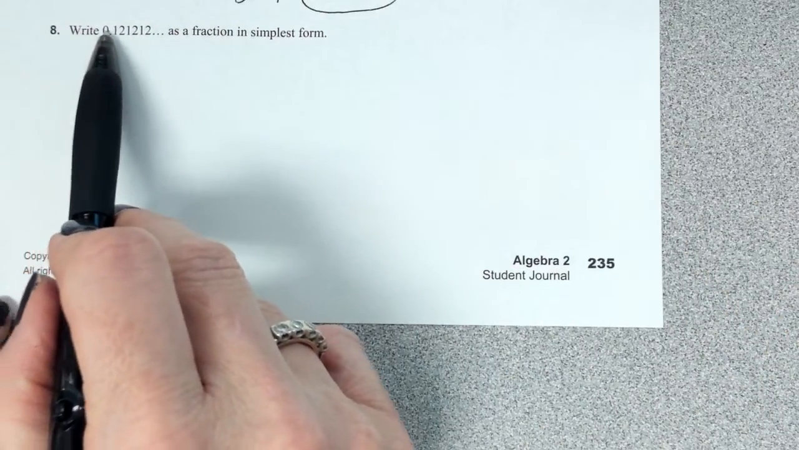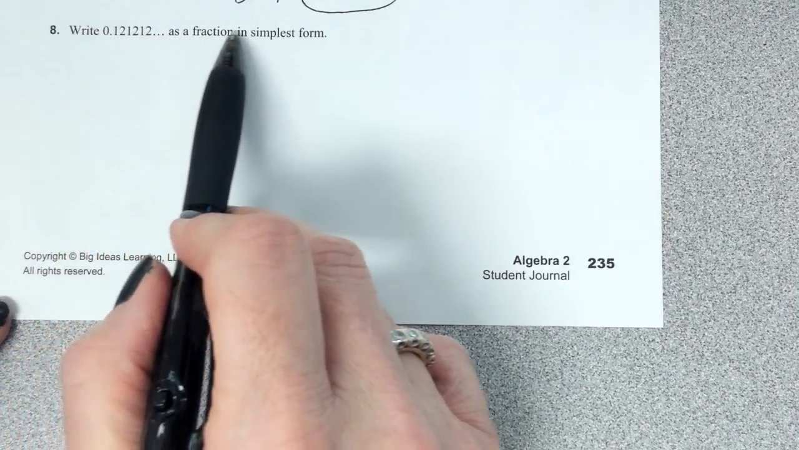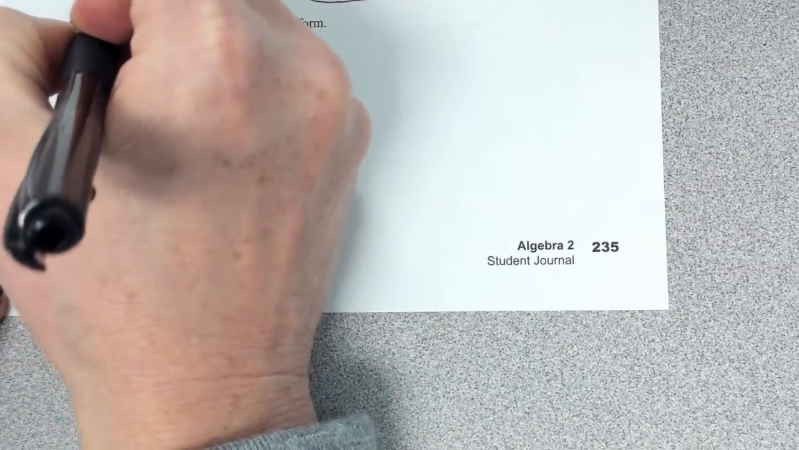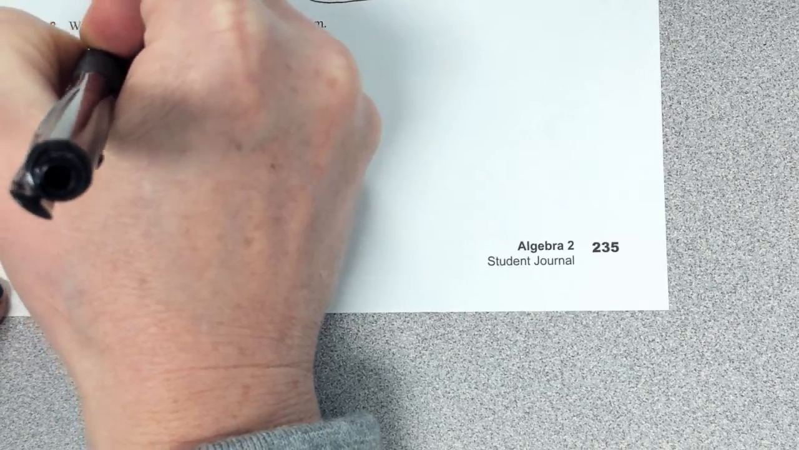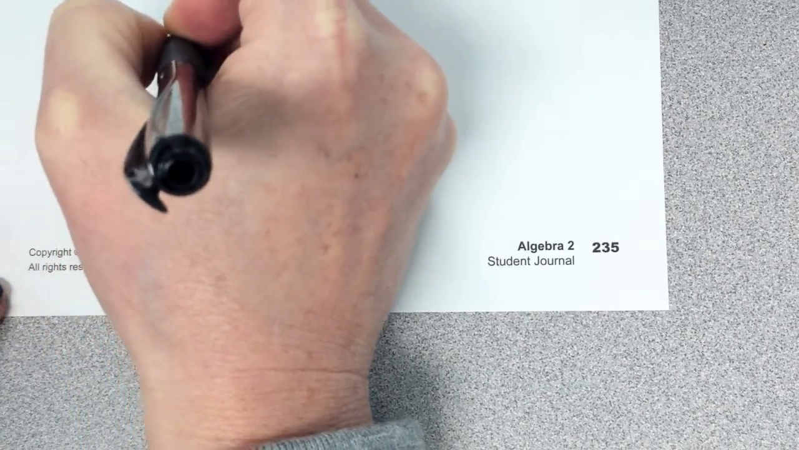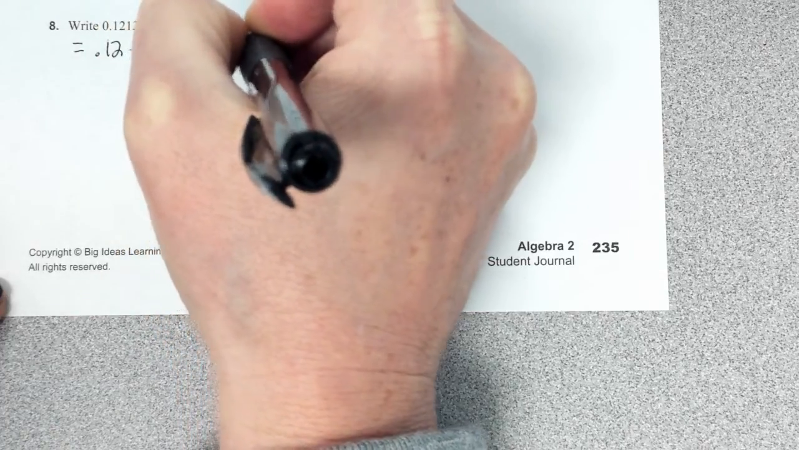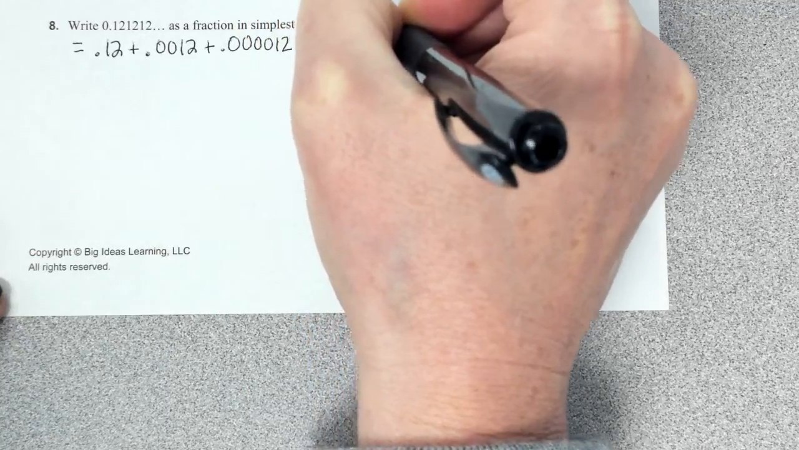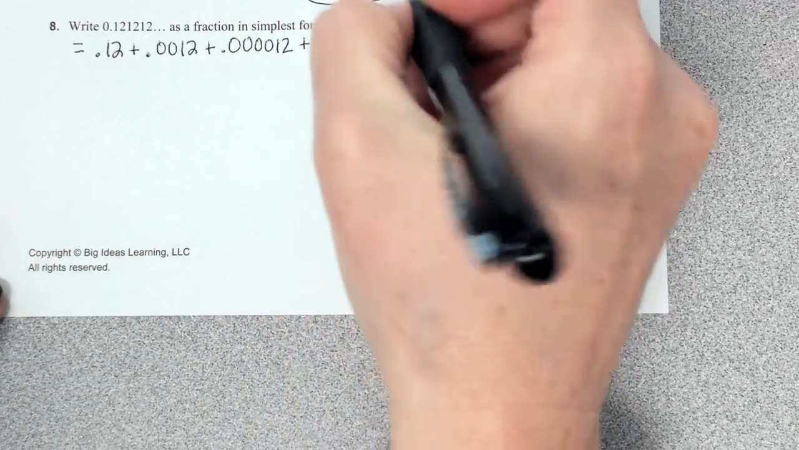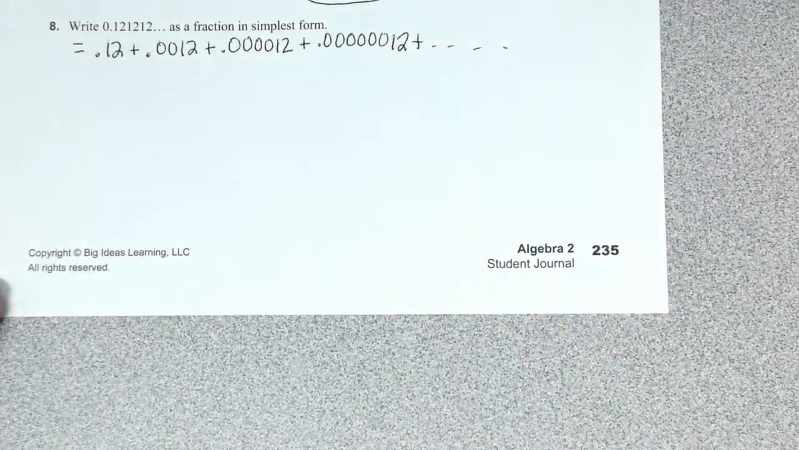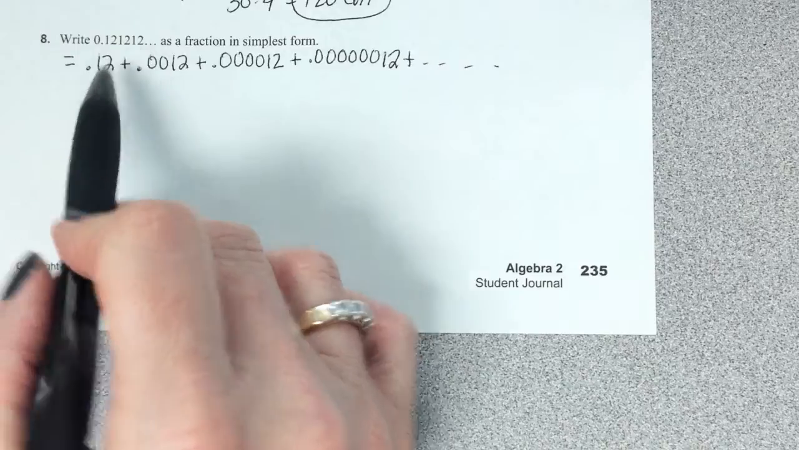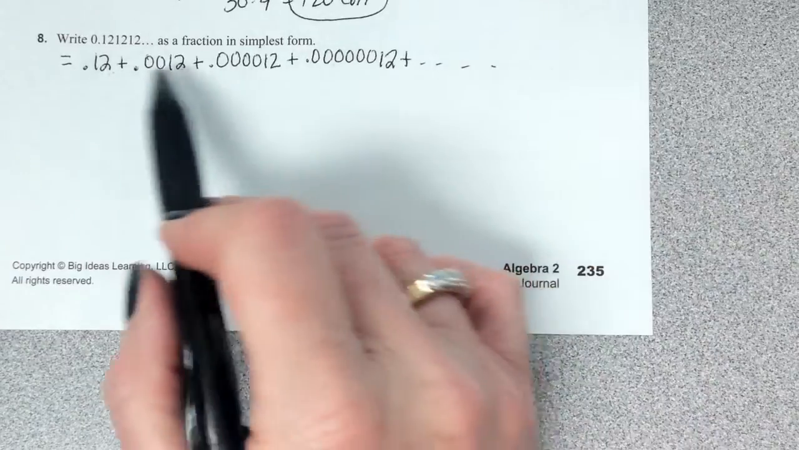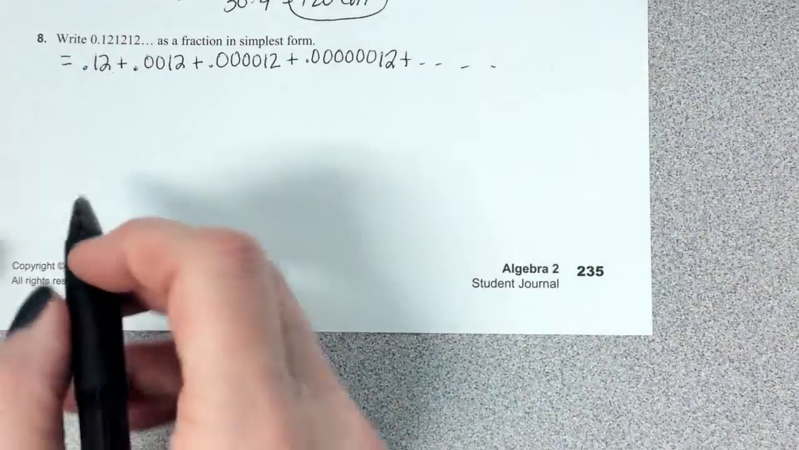All right. Write 0.121212121212 as a fraction in simplest form. Here's what this is actually equal to: 0.12 plus 0.0012 plus 0.000012. It continues in this pattern forever. That's what this is equal to. So it's really a summation. We're adding all of these numbers forever and ever.